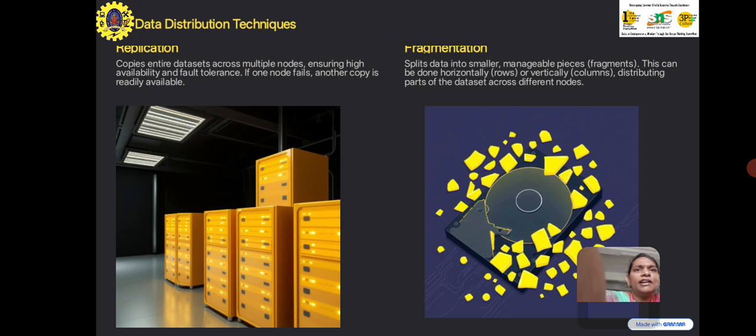Next, let us see the data distribution techniques. There are two ways: one is replication, and the other is fragmentation. Replication is copying the same data across multiple nodes. If one server goes down, no worries, the data is still available somewhere else. For example, WhatsApp messages don't disappear even when one server is offline. Next is fragmentation, which is breaking data into smaller pieces. This can be horizontal or vertical. Imagine splitting your customer database, such as Indian customers on one server and European customers on another server.